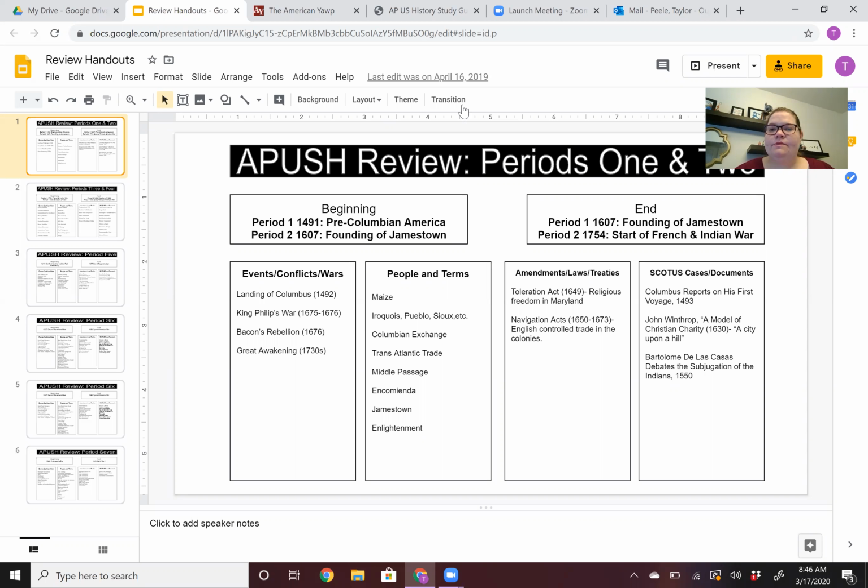King Philip's War was kind of the last attempt of the Native Americans to get the New Englanders to stop taking over their land and pushing them out of the way. It's also called Metacom's War. So if you see that, it's the same thing.